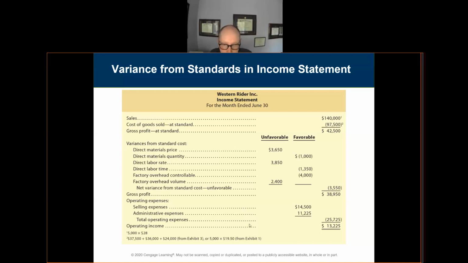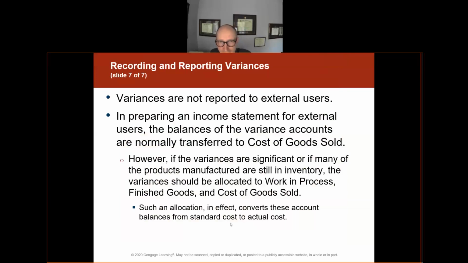So yeah, that's fun, right? I think it's fun. The variances are not reported to external users. Remember, these are internal reports. We're talking about managerial accounting, principles of accounting 2. We're talking about internal reports. Variances, we don't report those to our customers or to the government or to investors. That's for internal use only.